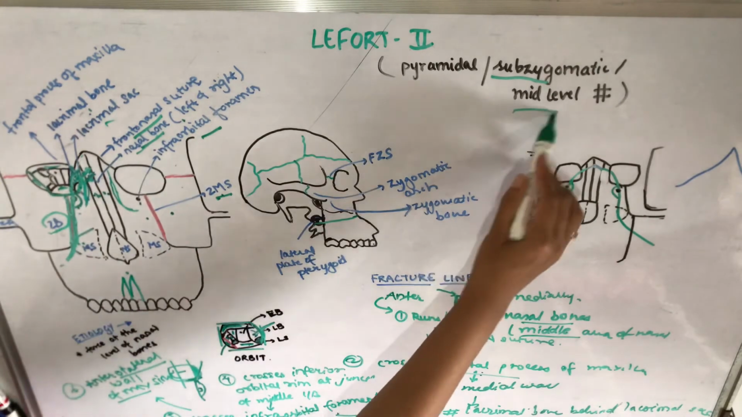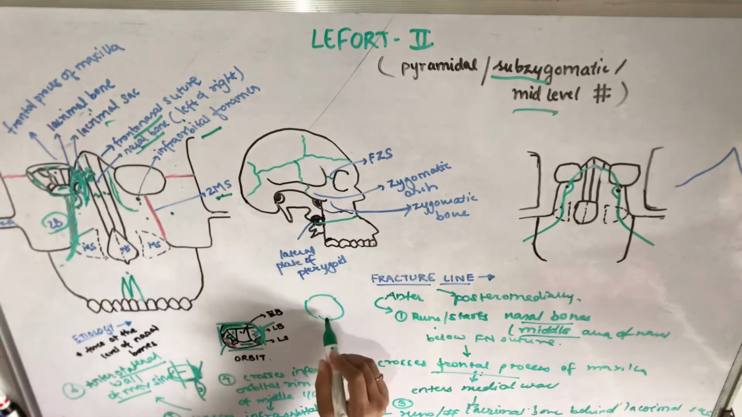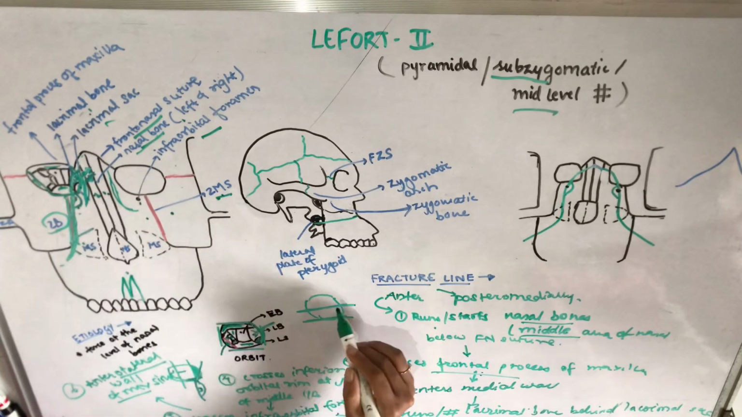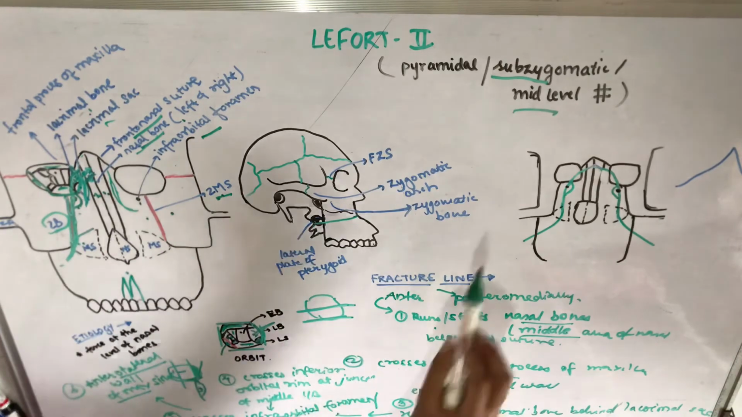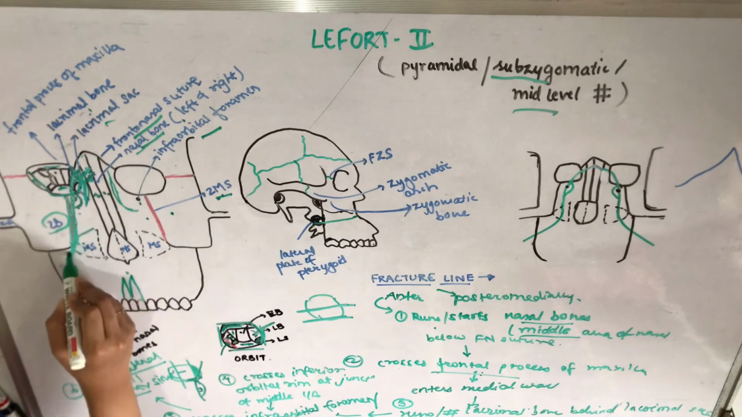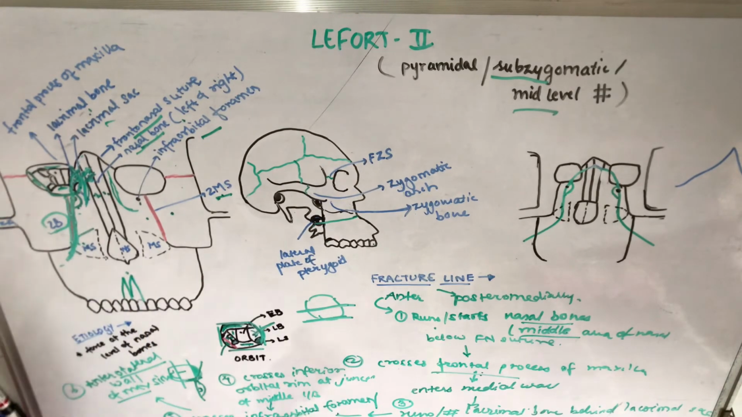And it is known as mid-level because now in your mid-face, we have seen Le Fort 1 is a low-level one, and this is a mid-face. It is at the mid-level of your mid-face, and hence it is known as mid-level. Now moving on towards the fracture line, it is beneath the zygomatic bone, and hence it is subzygomatic.